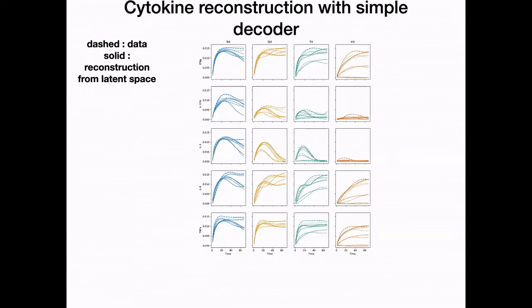Here, what we did, we trained another neural network to reconstruct the actual cytokine dynamics from this simple ballistic model in 2D. On this slide, we compare the data to the reconstruction from latent space. The data are solid and the reconstructions from latent space are dashed. What we see is that our simple ballistic model in 2D completely explains IL2. We can really completely understand IL2 dynamics from our simple model.